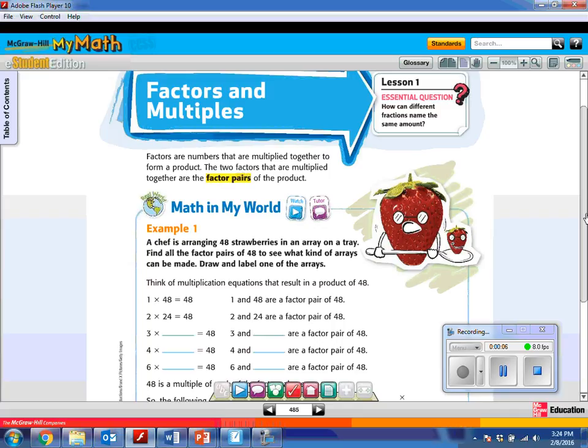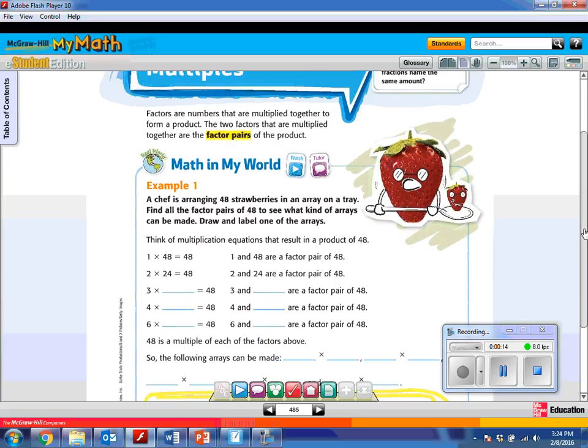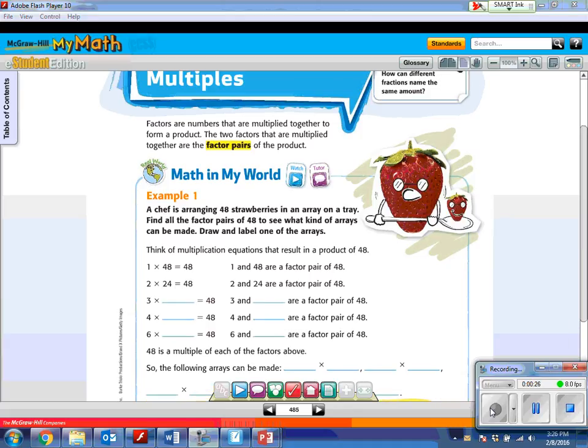We are actually on a new chapter. We are going to be on chapter 8, and this is going to be part 1. We are working on finding factor pairs and multiples. Well, let's go ahead and look at exactly what a factor pair is. A factor pair is where you have two factors that are multiplied together to get the product. That simply is what a factor pair is.